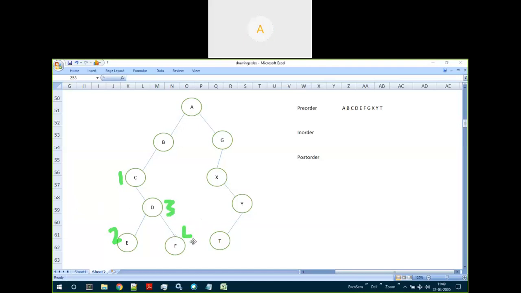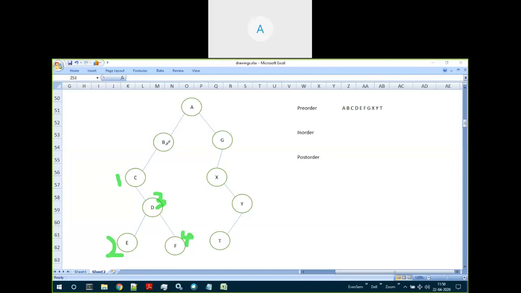Okay, so what happened? One second. So first was C, second was, sorry, E. E, then D, then F. Then after visiting F, what should I visit now? B. Who can tell? To visit the B.